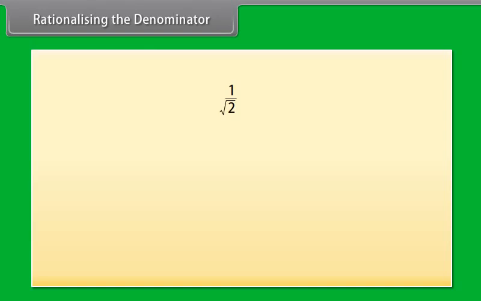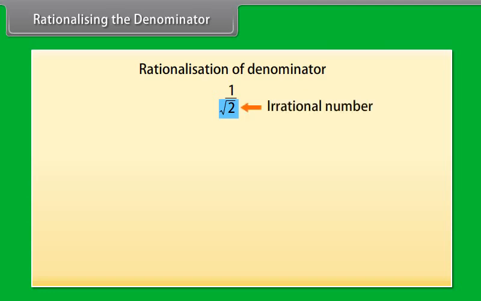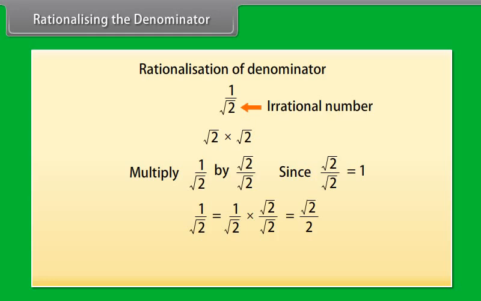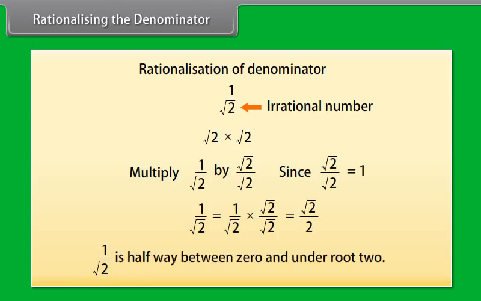Rationalizing the denominator. Now look at this number. It is difficult to tell its position on the number line, but if we can rationalize the denominator, that is, make the denominator a rational number, then we can easily tell its position on the number line. So let us learn to rationalize the denominator. Here, since square root of 2 is irrational, if we multiply it by itself, it will become rational. So, to rationalize, we multiply 1 by square root of 2 by square root of 2 by square root of 2, because this is equal to 1. Therefore, 1 by square root of 2 is equal to square root of 2 by 2. Now, it is easy to locate 1 by square root of 2 on a number line. It is halfway between 0 and root 2.